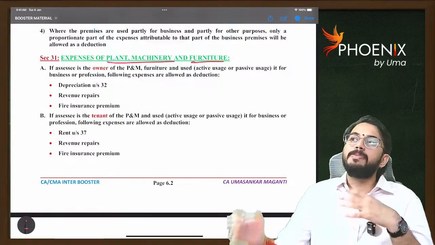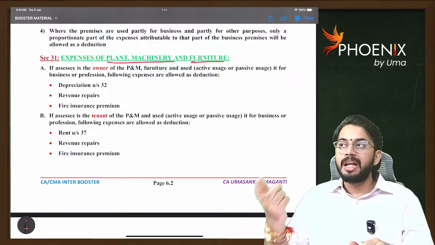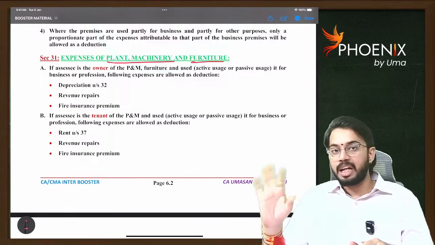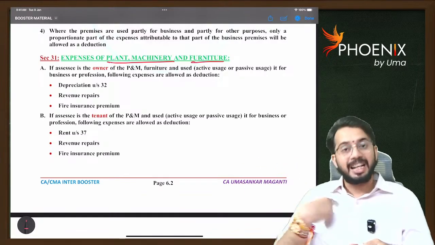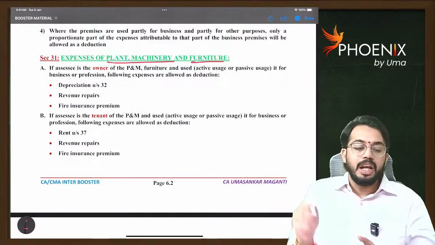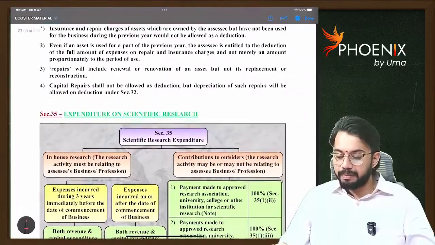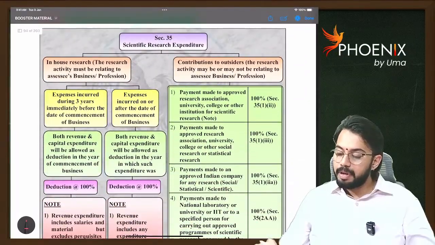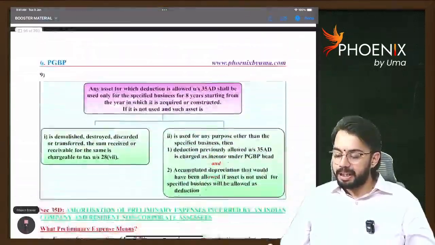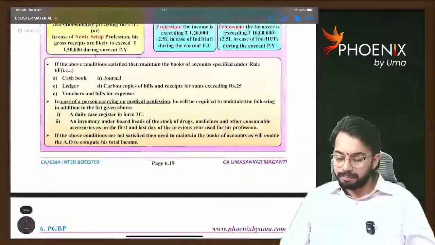Let's say I took a power generator on rent. Every day I need to pay rent. Whatever rent is paid for hiring the power generator is allowed as deduction. Next, as a tenant, if I incur any revenue repairs, that is also allowed as deduction. If I pay any fire insurance premium, that is also allowed as deduction. Section 32, depreciation, I will discuss with you. Depreciation is also very important.